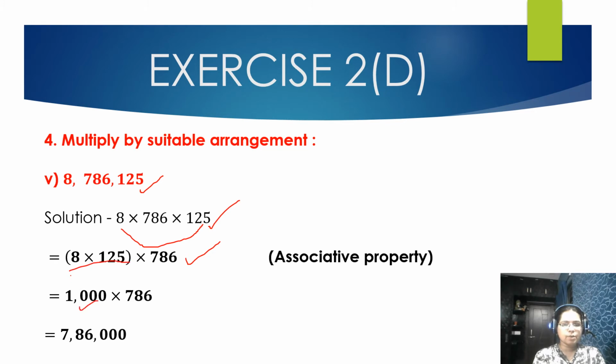1000 multiplied by 786 equal to 7,86,000. So 8 multiplied by 786 multiplied by 125 equal to 7,86,000.